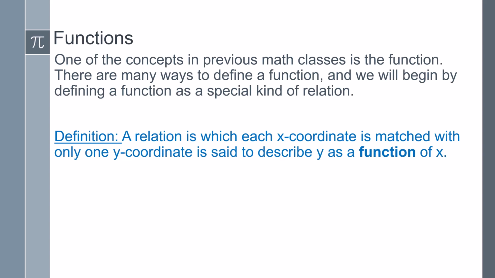There are many ways to define a function, and we will begin by defining a function as a special kind of relation. Our definition: a relation in which each x-coordinate is matched with only one y-coordinate, meaning the x-coordinate can't repeat with multiple y-coordinates, is said to describe y as a function of x. And this is the special math language that we say. So a function is essentially a special type of relation where x is matched with only one y-coordinate.